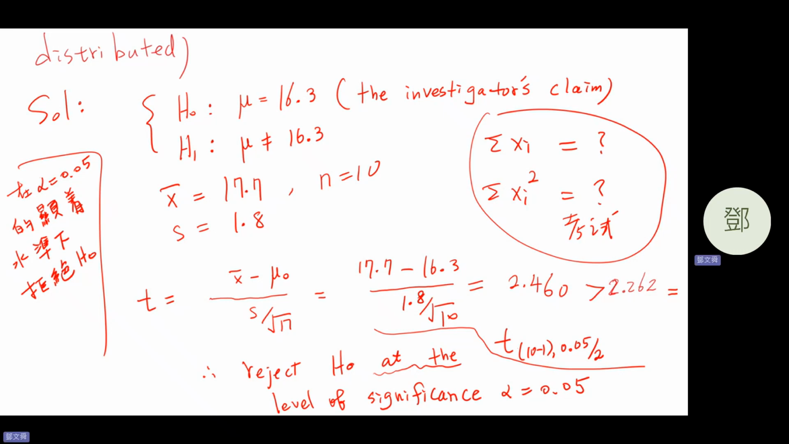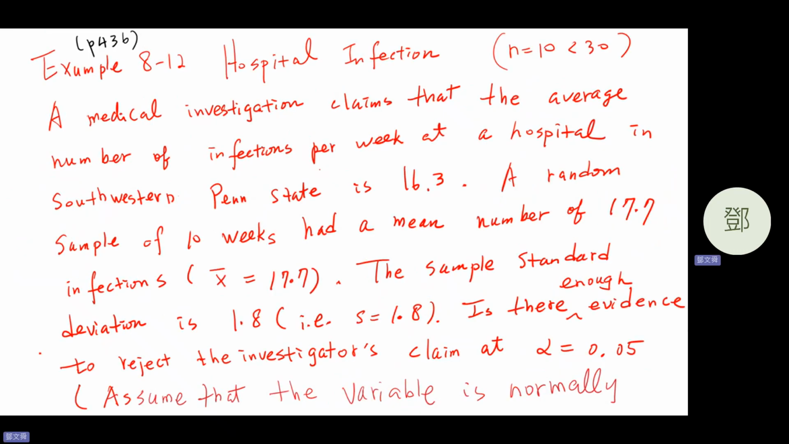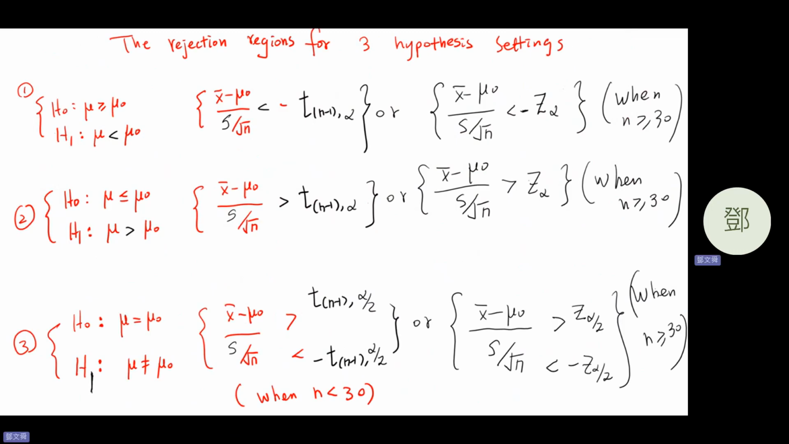The degree of freedom is 10 minus 1. Also, it is a two-tailed test, so alpha should be divided by 2. If you go to the table, you will see the critical value here is 2.262. And the inequality holds here. You see this? Which means that if the data fall in a critical region, which one happened?